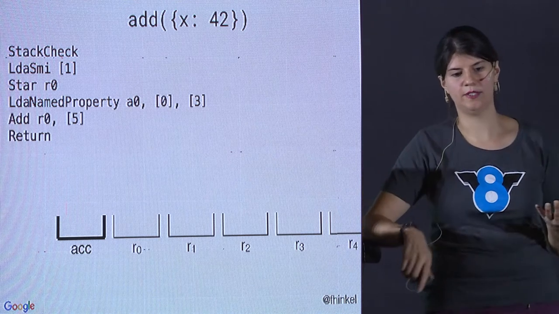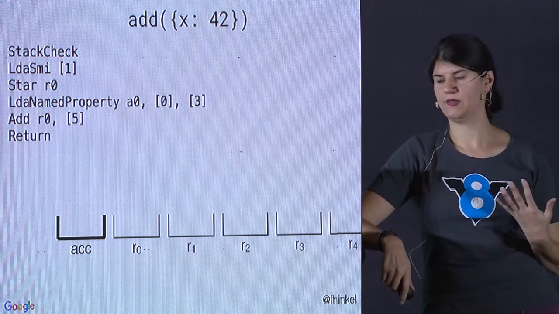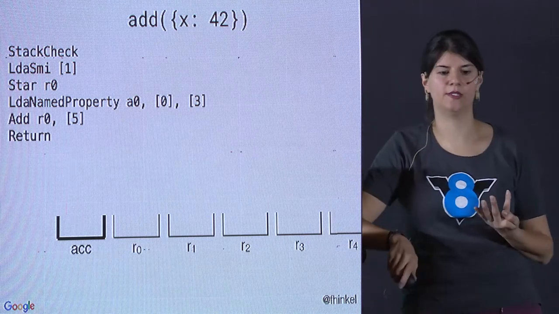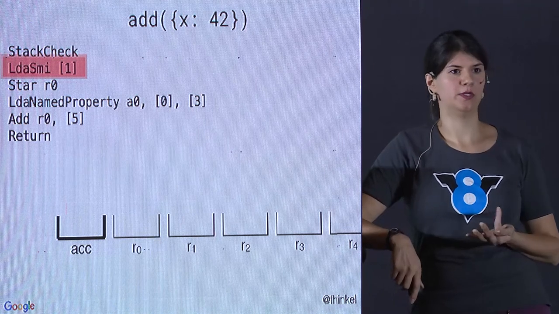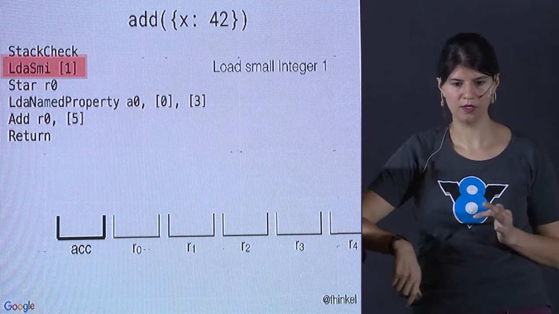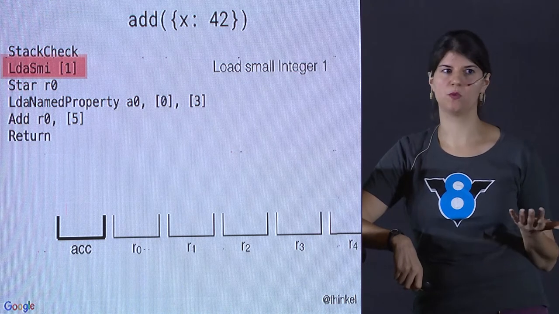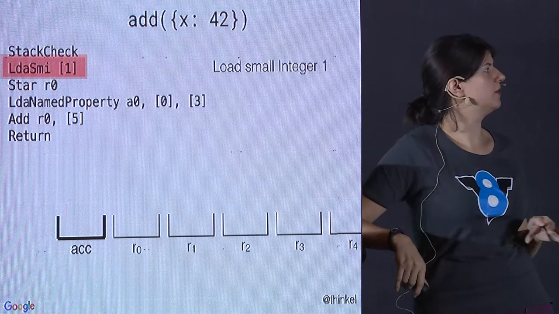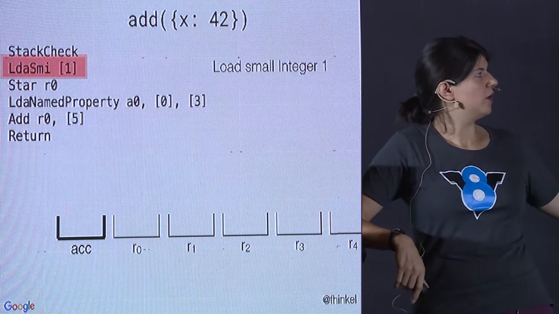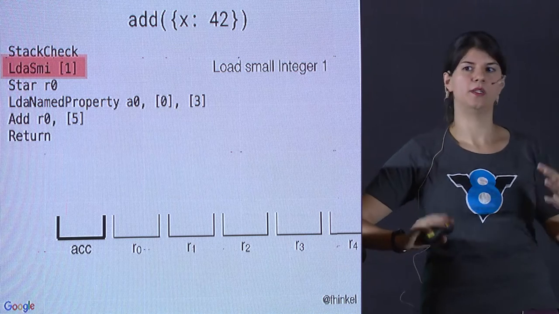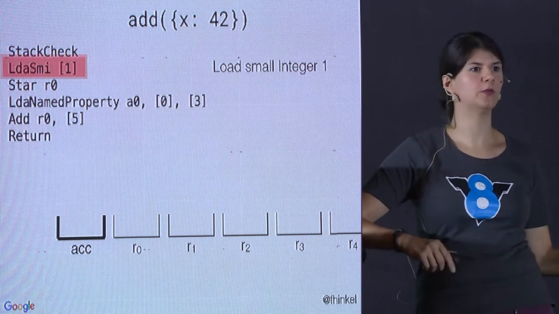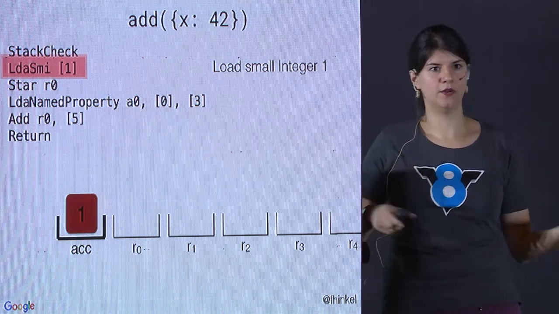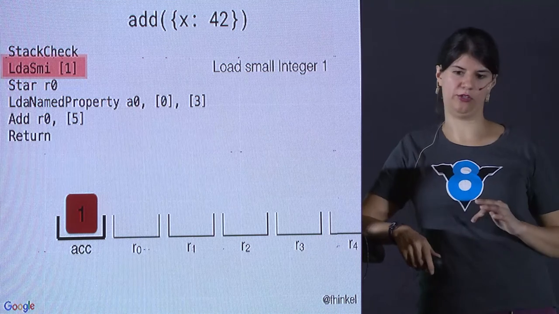So the bytecode for our function, the first thing it says is stack check. That's some housekeeping work we have to do every time we enter a function. Let's ignore that. But then it says load Smi 1. Smi is our word for small integer, that's just integers that are not too big, so we don't have overflow issues. So that means load the integer 1 into the accumulator. We never say accumulator, but that is implicitly implied here. So our registers look like this now. The value 1 is in the accumulator register.